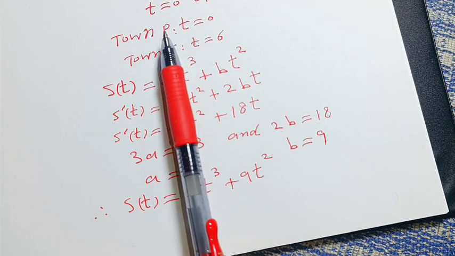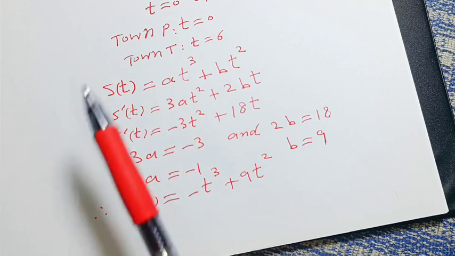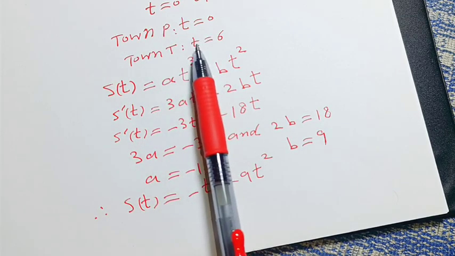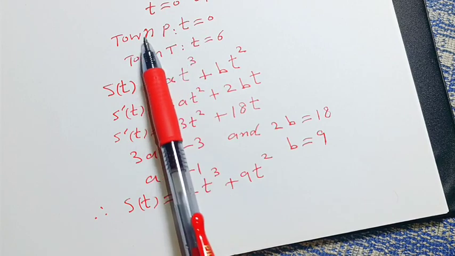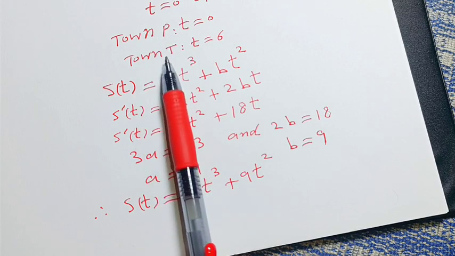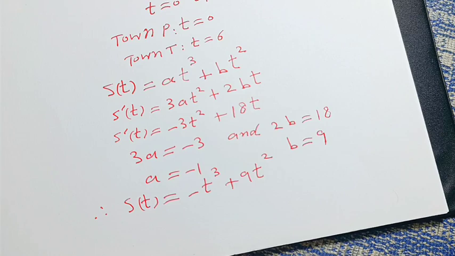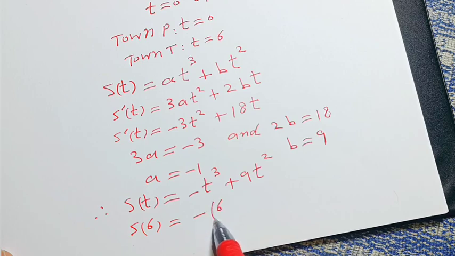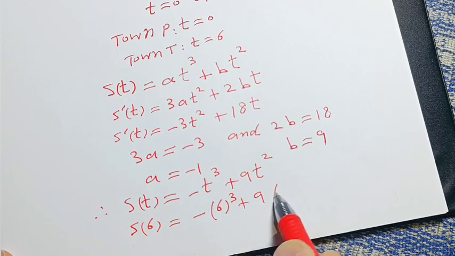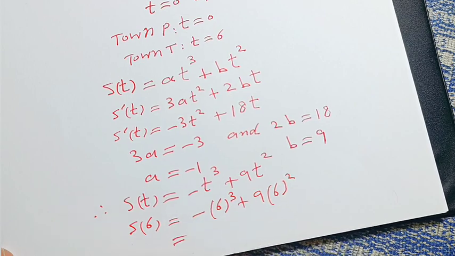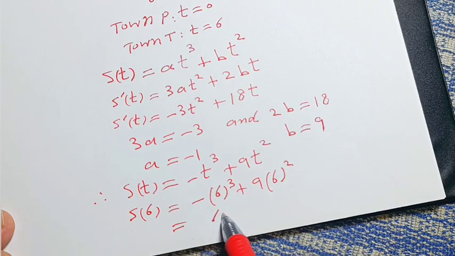So the town P is the starting point, and the end point is town T. I'm gonna substitute t is equal to 6 into this function to get the answer. S of 6 is negative 6 cube plus 9 times 6 square. Gonna use the calculator. So the answer becomes 108.